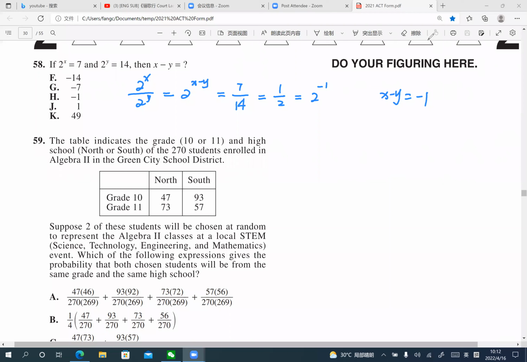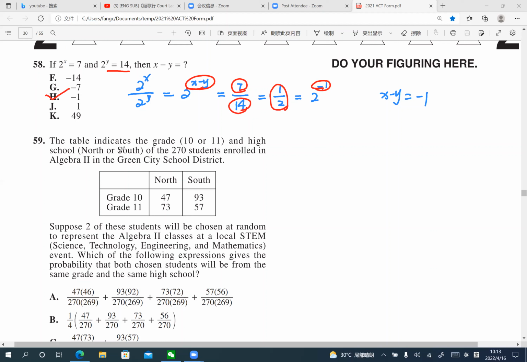Question 58. If 2 to the x equals 7 and 2 to the y equals 14, then x minus y equals what? So according to the quotient rule of the exponent, 2 to the x divided by 2 to the y should be equal to 2 to the power of x minus y. And 2 to the x equals 7, 2 to the y equals 14. So 7 divided by 14 is 1/2. Then we rewrite 1/2 as 2 to the power of -1. Therefore, x minus y should be equal to -1. So question 58, we should choose option H.